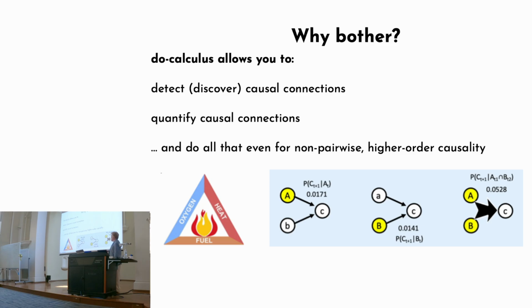Okay, so do-calculus, as I said, to repeat that, it can detect and discover causal connections. It can quantify these causal connections. That's another important thing I will talk about in a moment. What do you mean by quantifying causality? And it can do all of this for these non-pairwise, higher-order things, and there's no limit. It doesn't have to be 3 things interacting. It can be 6, it can be 1 billion.